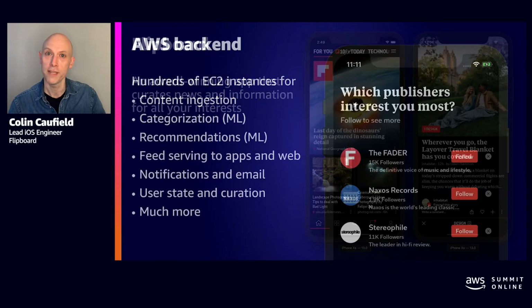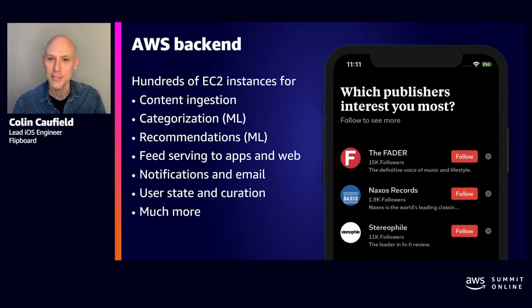Well, we're already heavily invested in Amazon AWS. We have hundreds of instances doing things such as content ingestion, so grabbing stories from the internet, extracting metadata. We also use machine learning to categorize stories. So for example, is this a story about a US election or football? And then on top of that, there's some nuances. For example, is this about European football or American football?